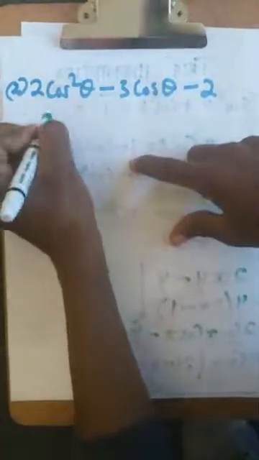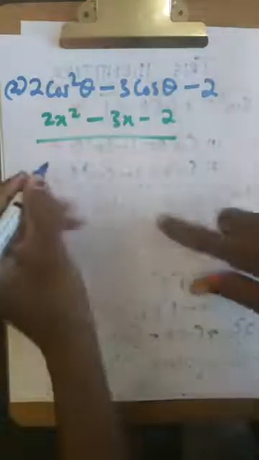Then we also have another factorization. Let's say, for example, number 2, I have 2 cos squared theta minus 3 cos theta minus 2. This is also a quadratic, but in cos. It is just like 2x squared minus 3x minus 2. So we go and factorize this quadratic.